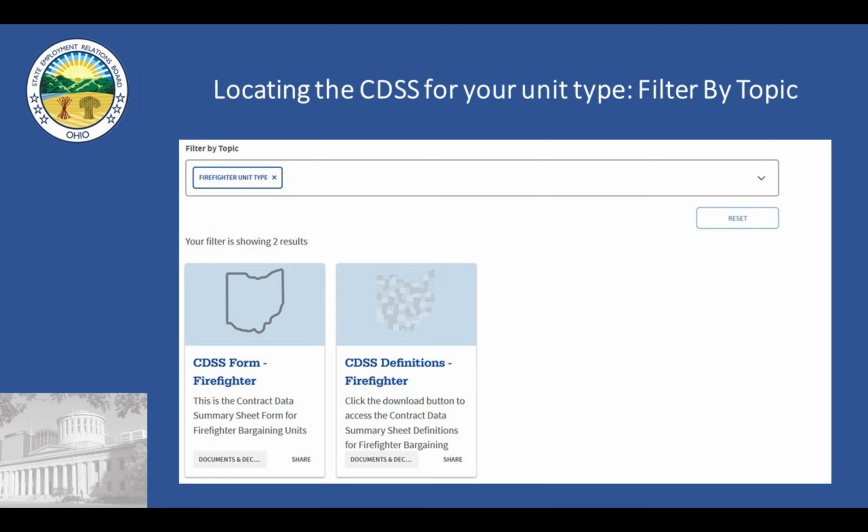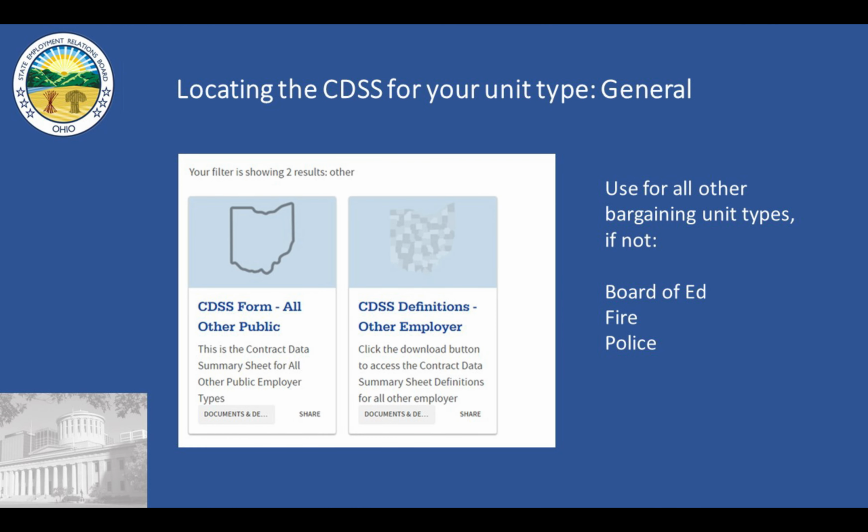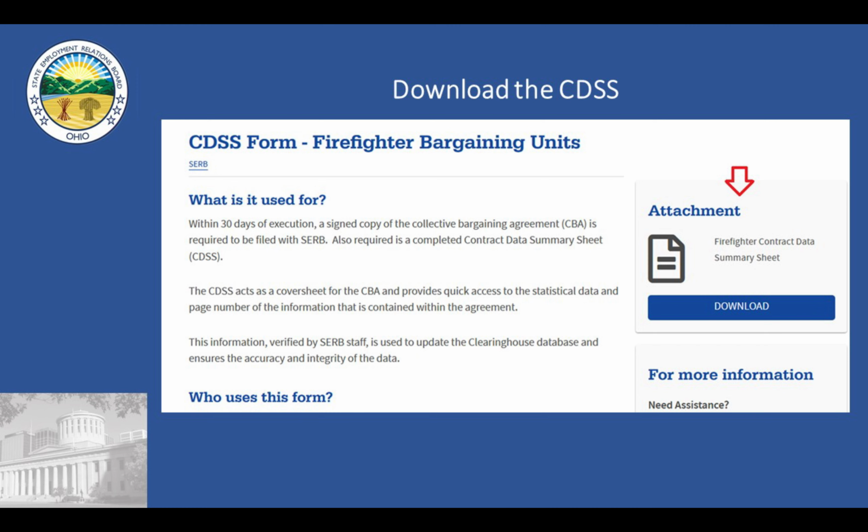For this demonstration, we will choose the Firefighter CDSS, but you will want to choose the one that applies to your bargaining unit type. Note, if you are not part of a Board of Ed, Fire, or Police unit, please select the All Other Unit Types CDSS. Click on the desired CDSS form to view more details and download a copy by clicking the Download button on the right side of the screen.